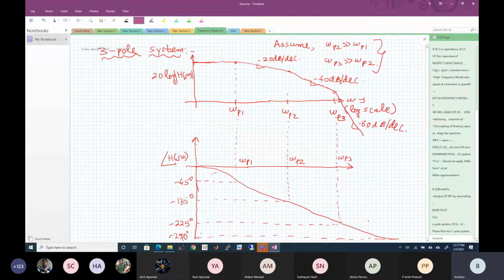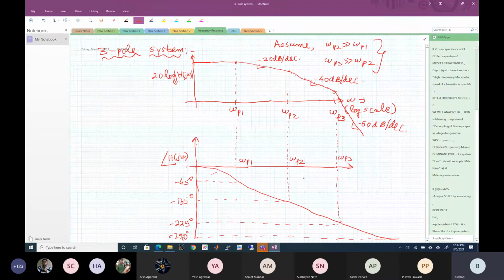Okay. Am I clear how the Bode plot needs to be drawn when there are different poles? So if there is a fourth pole, then it starts rolling off at minus 80 dB per decade. Any questions on this?